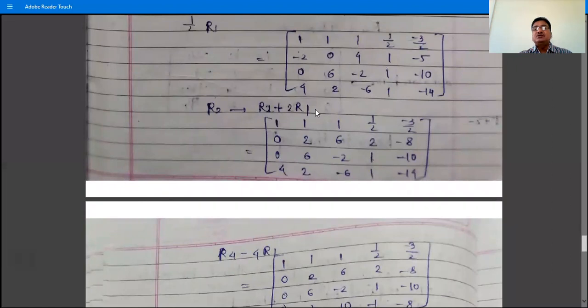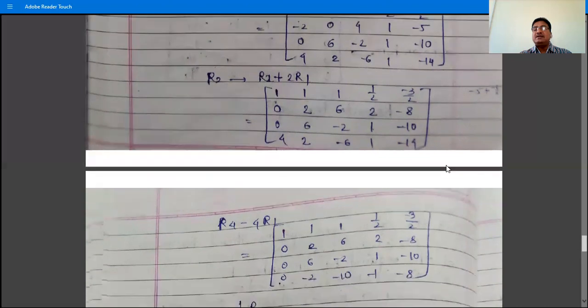So R2 plus 2 R1 gives what? That is, multiply row 1 by 2 and add it to the second row. So -2 plus 2 is 0. Then 2 plus 0 is 2. Then 2 plus 4 is 6. Then 1 plus 1 is 2. And then multiply the constant by 2, so it becomes -3 and -5 becomes -8. The third row and fourth row are as they are.